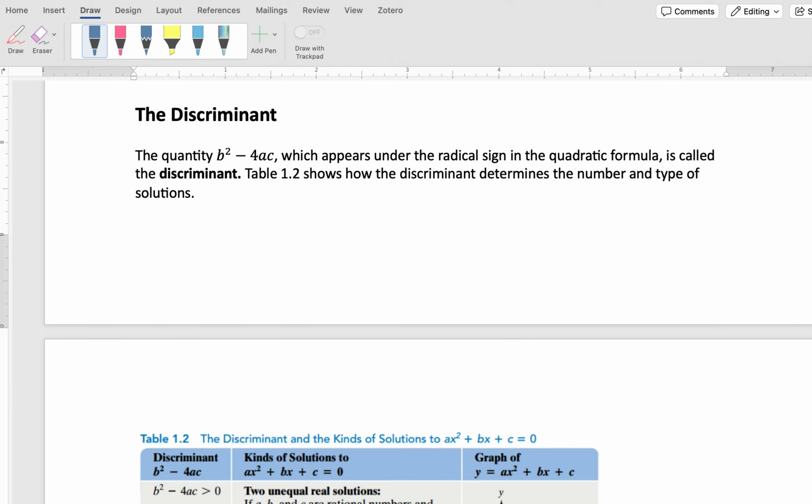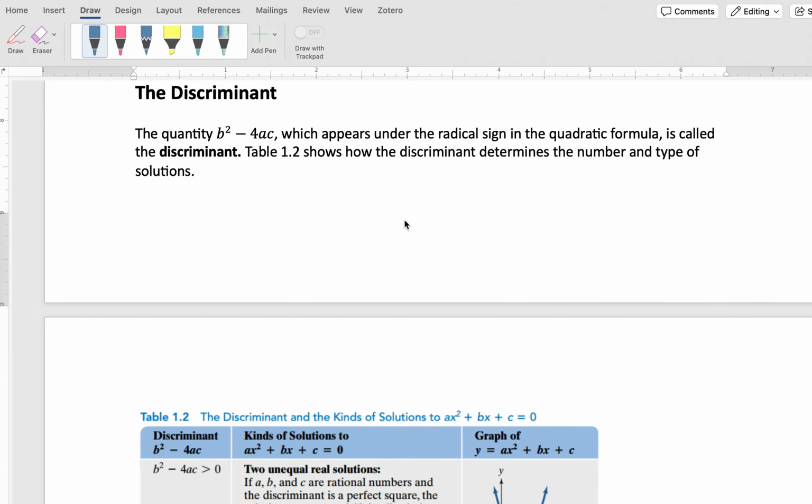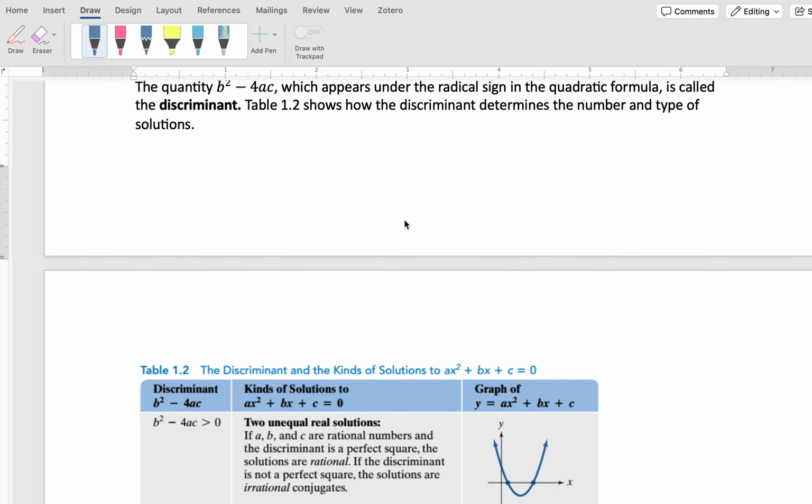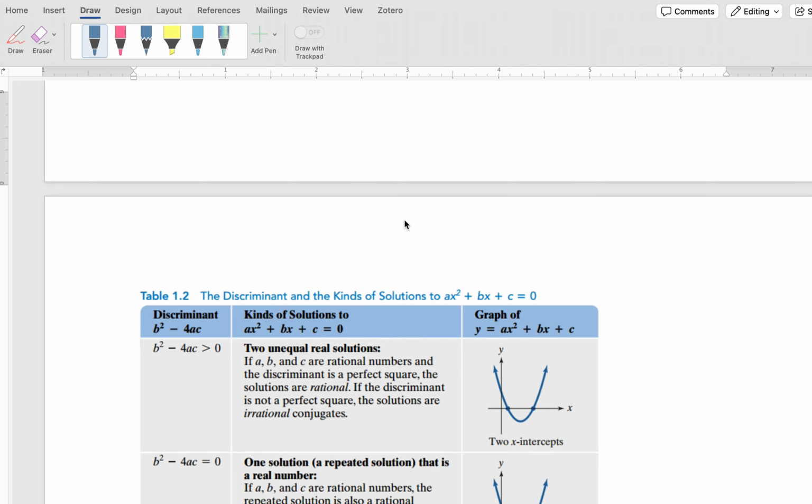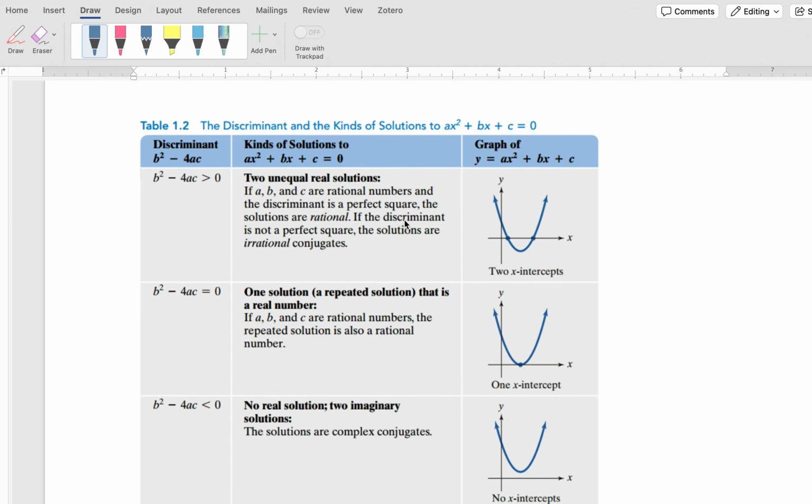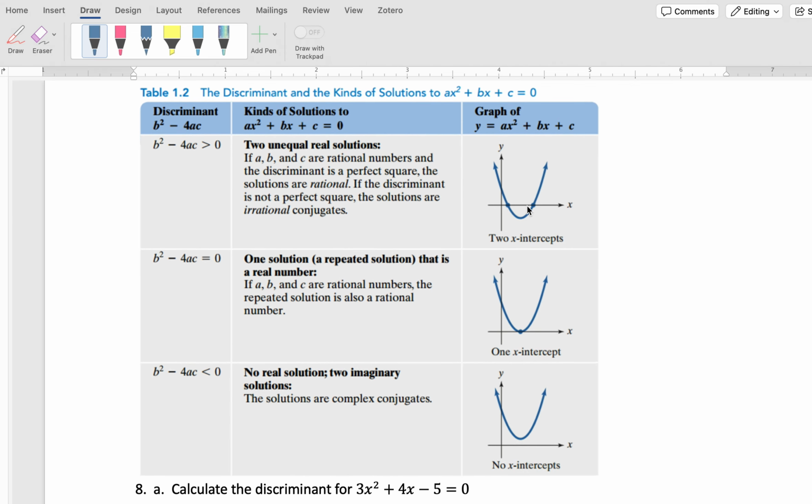In this video, we're going to talk about the discriminant. The discriminant is the part of the quadratic formula that is under the radical sign or the square root, b squared minus 4ac. The discriminant determines the number and type of solutions, not what the solutions actually are, but whether there are two solutions, one solution, or no real solutions and two imaginary solutions.